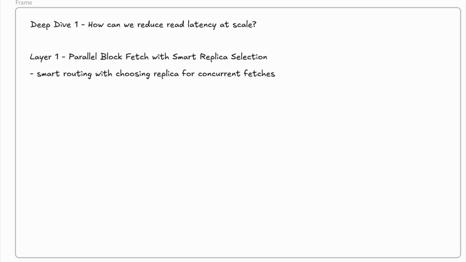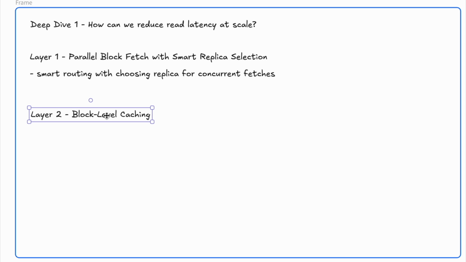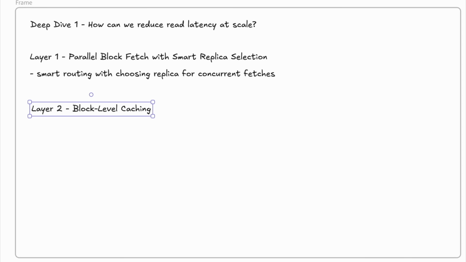That way, even if one replica is slow or overloaded, the client still gets the fastest possible read path. This parallelism alone brings down read times drastically, especially for cold or long-range reads. But it's not enough. The second layer is block-level caching.